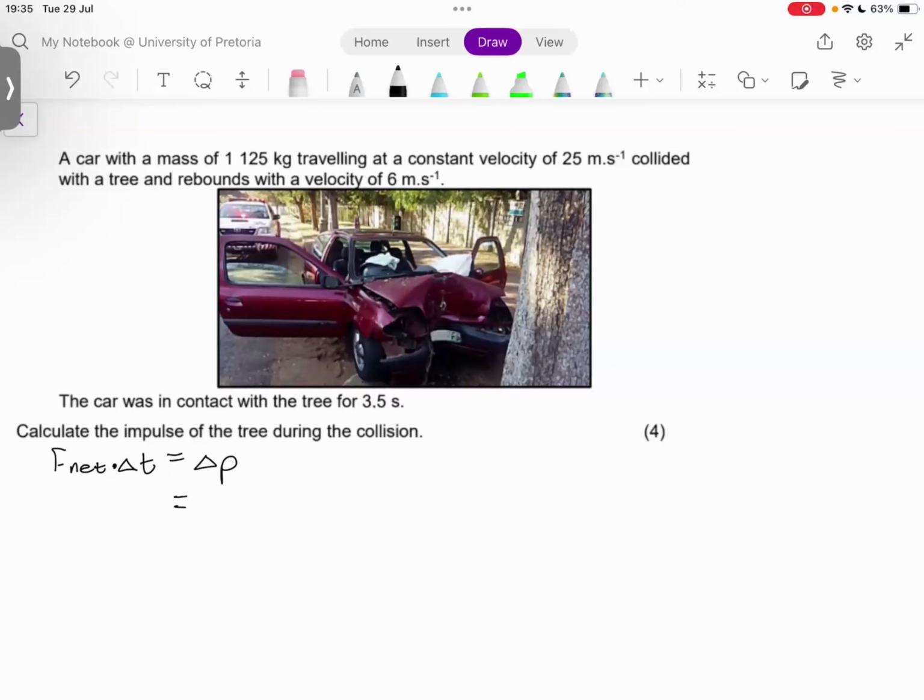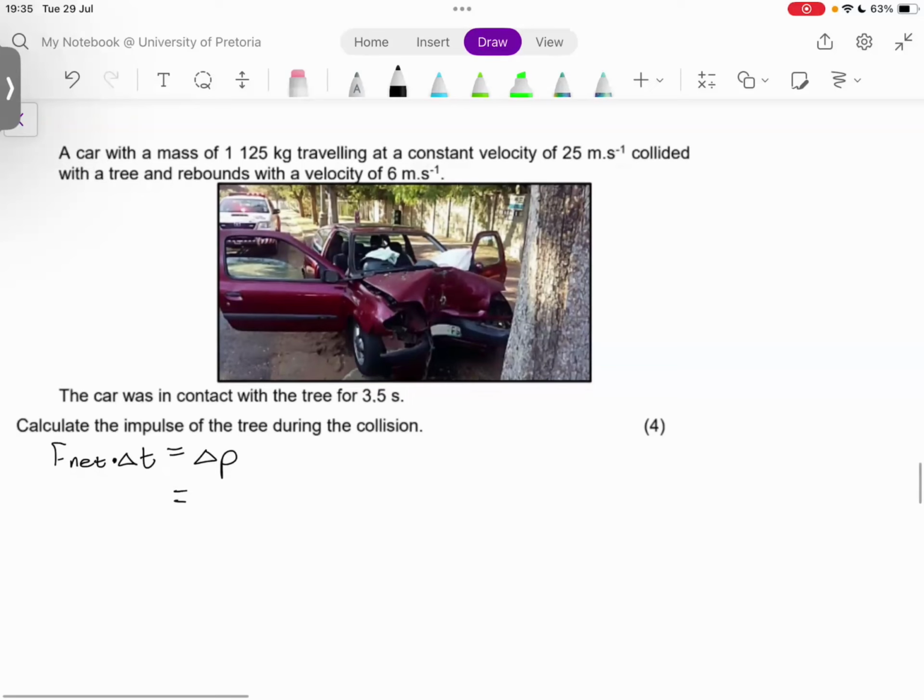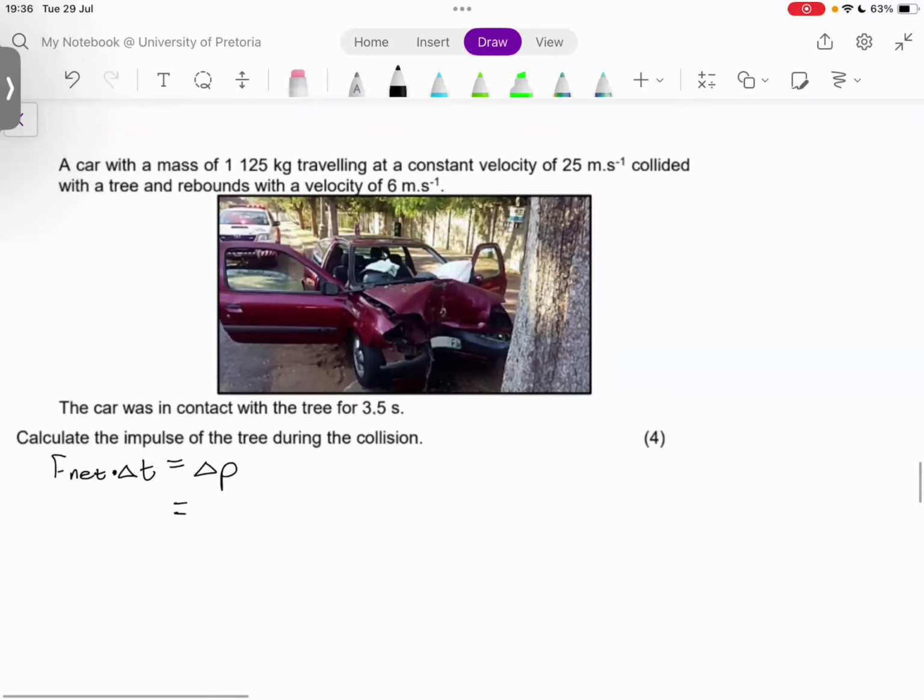We haven't, in this case, found what the F net is. We know what the delta T is, but we have everything necessary for the right-hand side of the equation. Remember, guys, this over here, this is the momentum right here. Cool. Let's continue on.